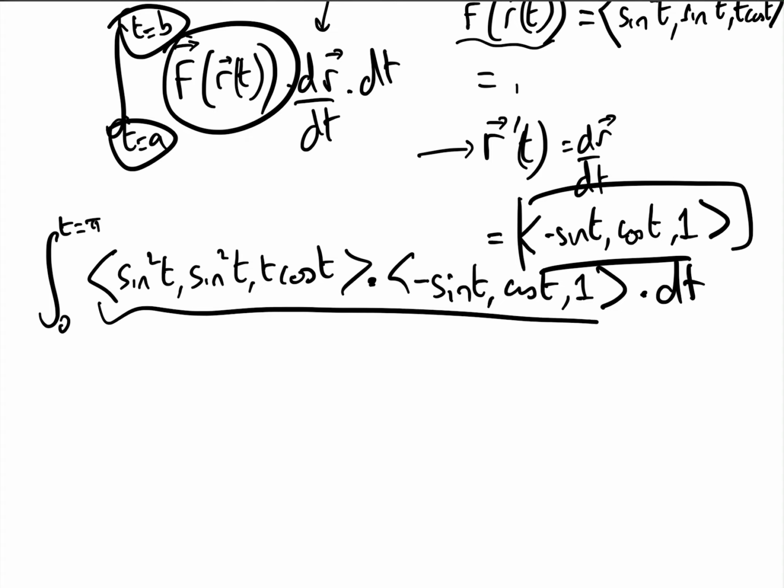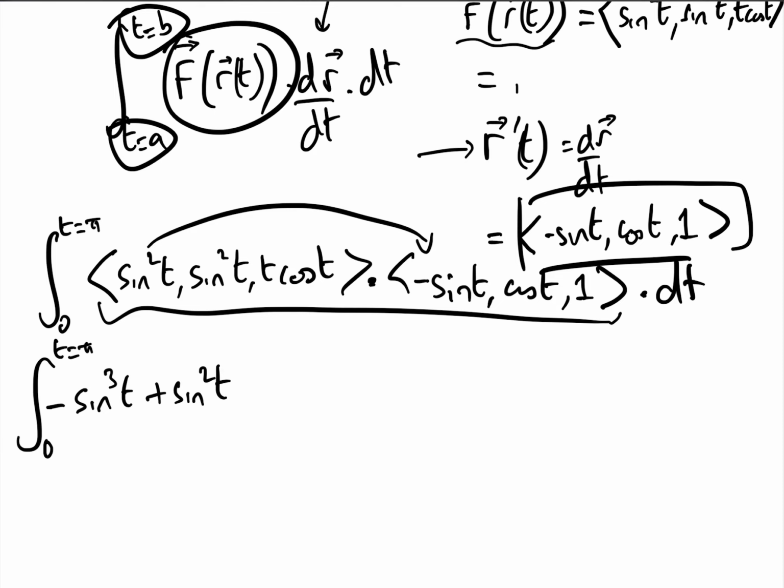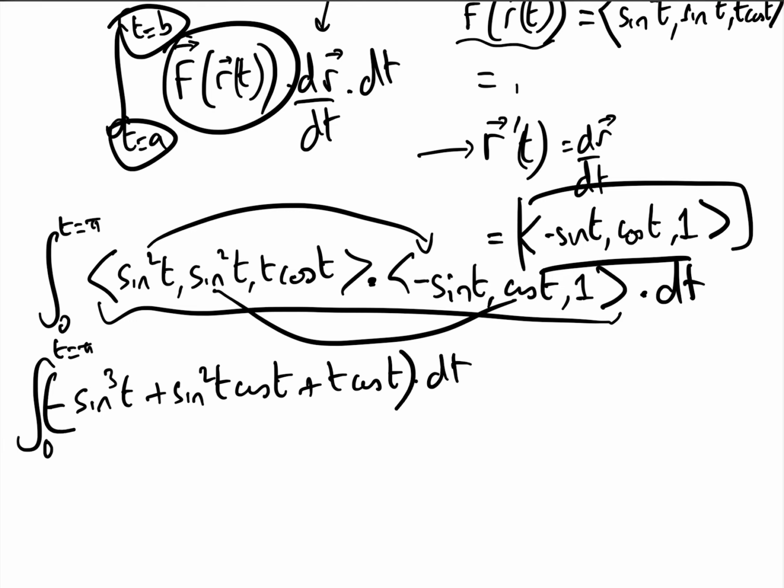So basically now let's do this dot product here, so that will be the integral from t equals 0 to pi of, and all we do is multiply the x, the y and the z components. That will be minus sine cubed t, add sine squared t cos t, so that's multiplying the y component, and then add t cos t, dt. Now all we have to do is solve this integration here, and then we have our answer.